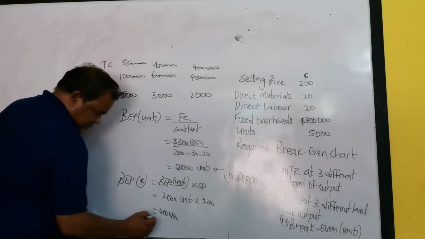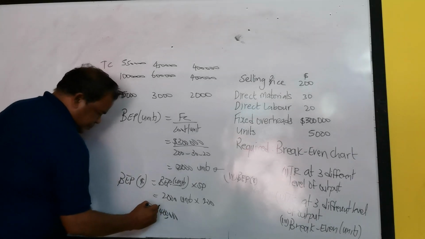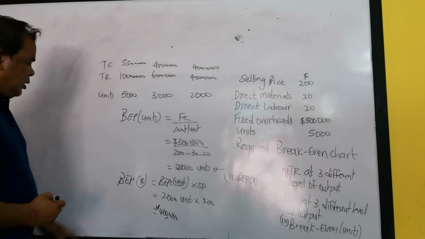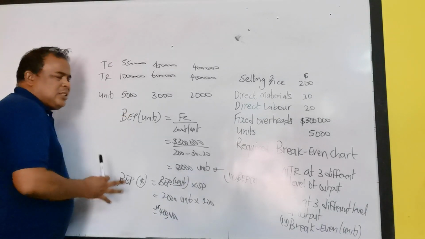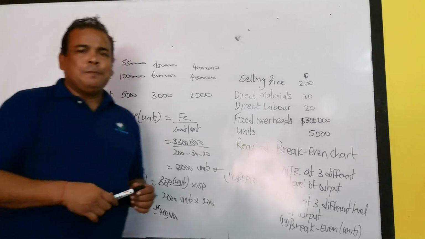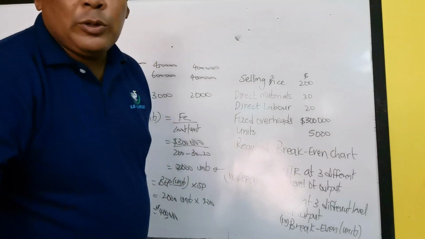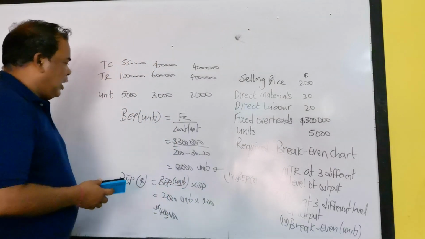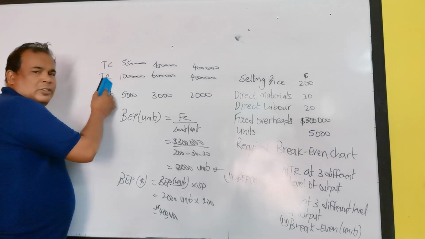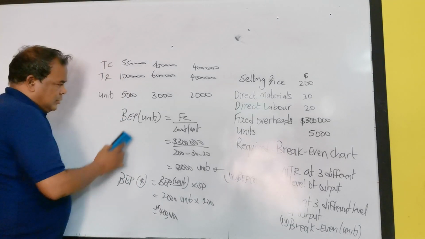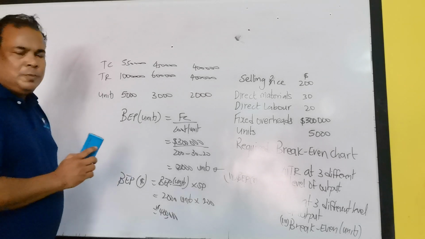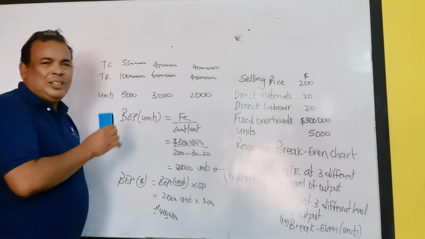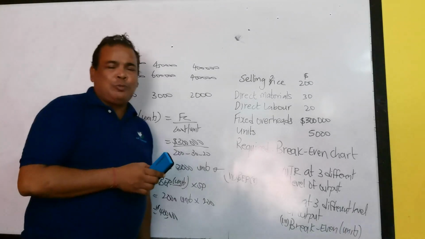3, 4, 5. 400,000. So total revenue, break-even revenue, 400,000. So now with this information, we can prepare the break-even chart. We have information about total revenue, total cost, break-even units, and break-even revenue. This information will have to be reflected on your graph paper.